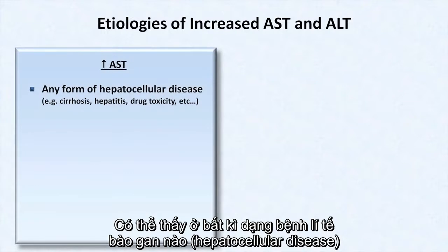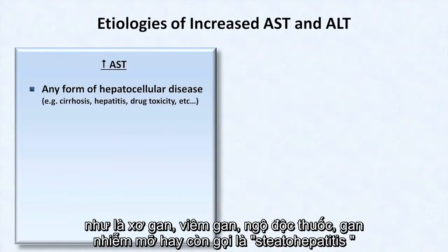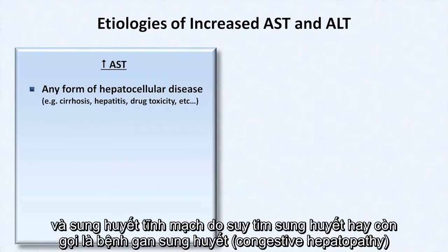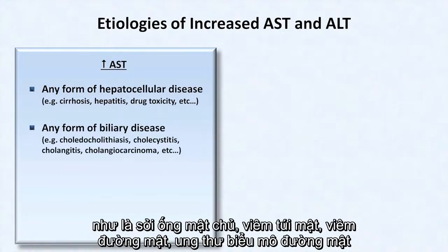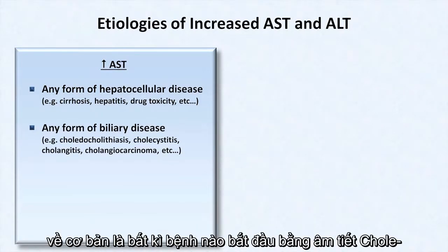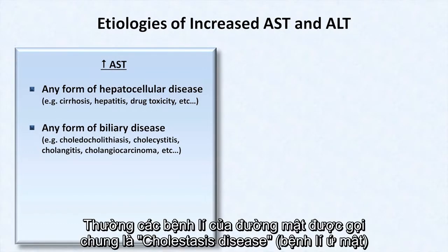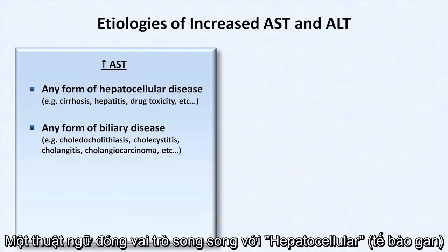Looking at the specific list of etiologies, increases in AST and ALT can be seen in any form of hepatocellular disease such as cirrhosis, hepatitis, drug toxicity, fatty liver, also known as steatohepatitis, and venous congestion from CHF, also known as congestive hepatopathy. It can also be seen in any form of biliary disease, such as cholelithiasis, cholecystitis, cholangitis, and cholangiocarcinoma, basically any disease that starts with the syllables chole. Often, diseases of the biliary system are collectively called cholestatic disease, a term which serves as a parallel to hepatocellular.